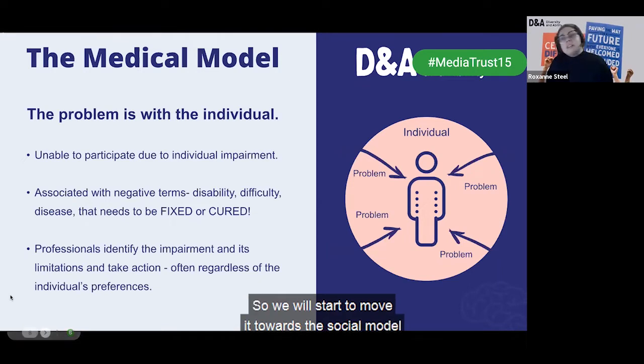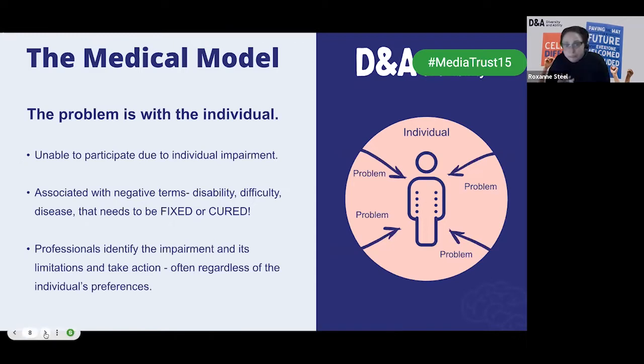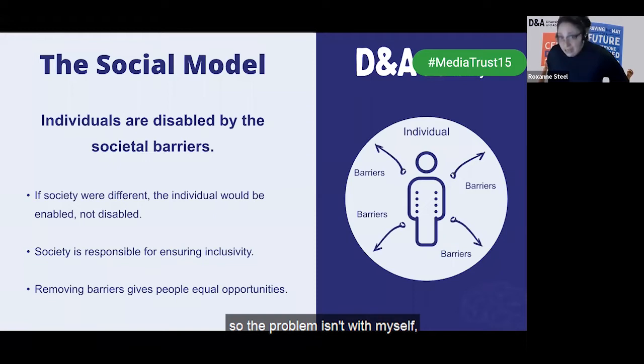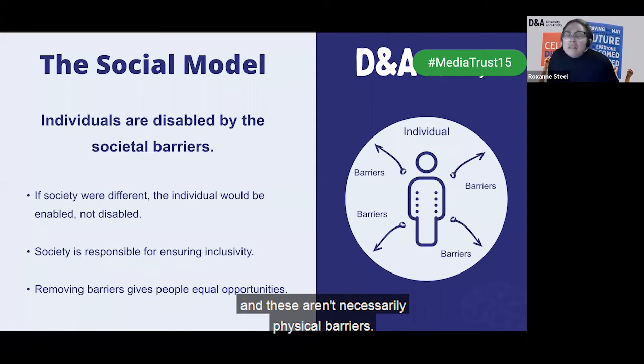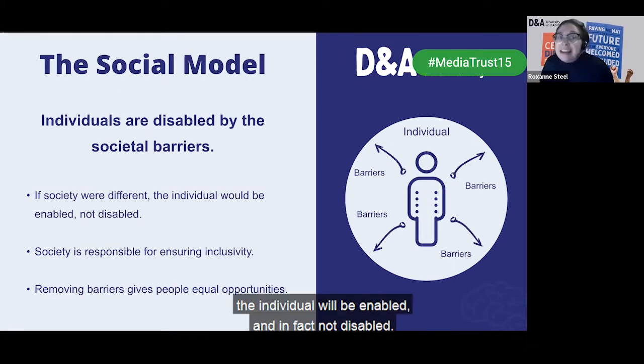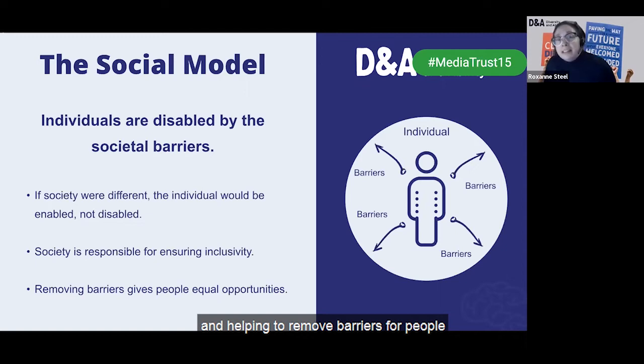So we will start to move towards the social model, so that in the space that we're in currently, I would be considered disabled by society. So the problem isn't with myself, it's the barriers imposed by society. And these aren't necessarily physical barriers. We believe that if society is different, the individual will be enabled and in fact not disabled. Society is responsible for ensuring inclusivity and helping to remove barriers for people with equal opportunities.